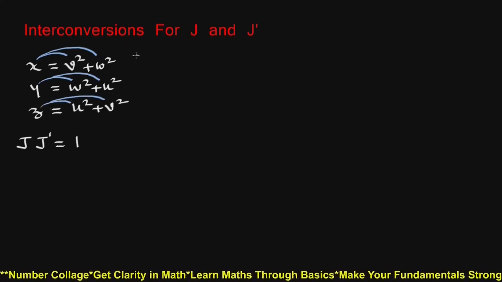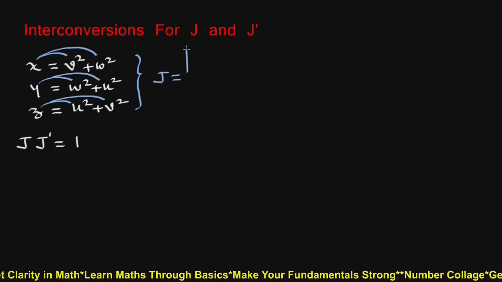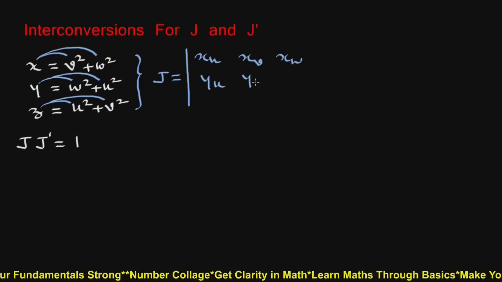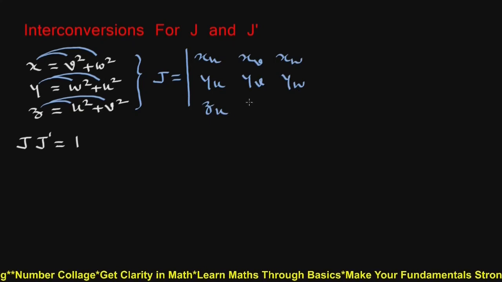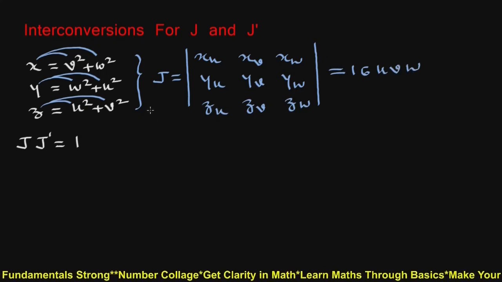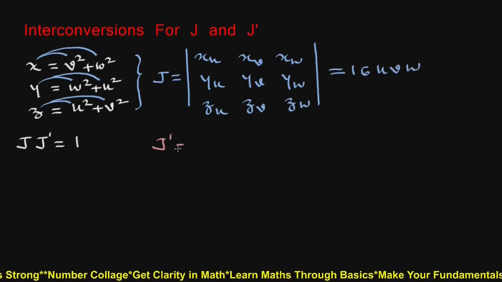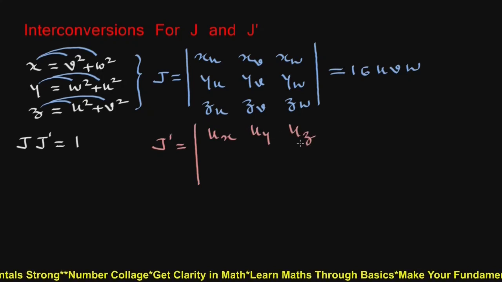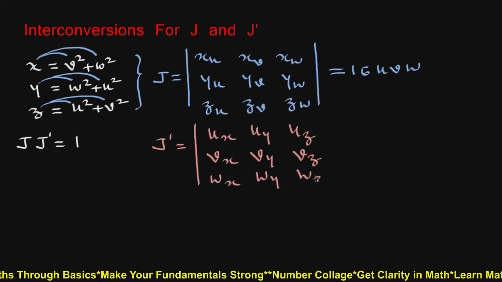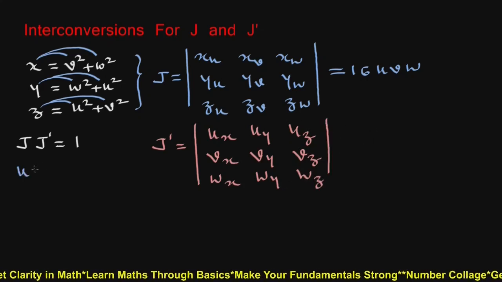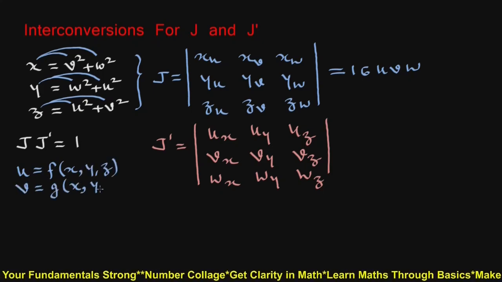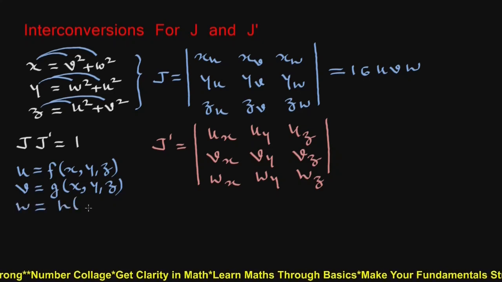So from this we can find j as determinant xu, xv, xw, yu, yv, yw, zu, zv, zw. That will work out to 16 uvw. Now for finding j dash, which will be ux, uy, uz, vx, vy, vz, wx, wy, wz, for which we need u as a function of xyz, v as a function of xyz, and w as a function of xyz.